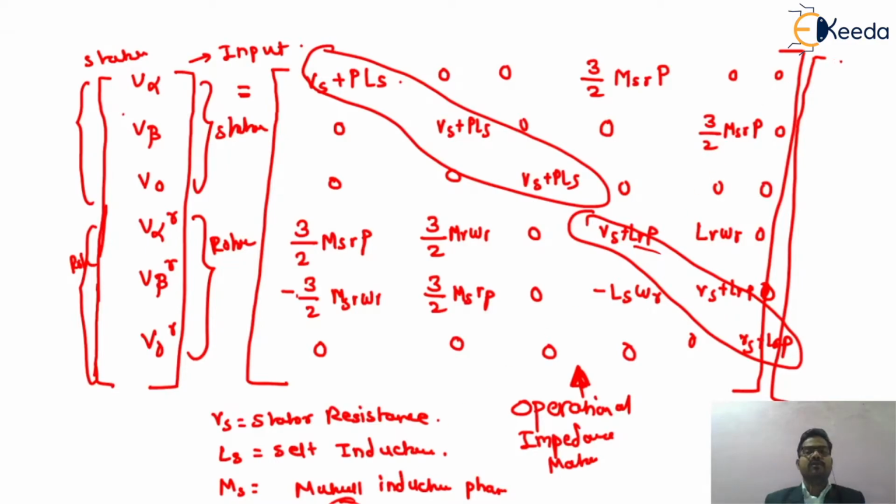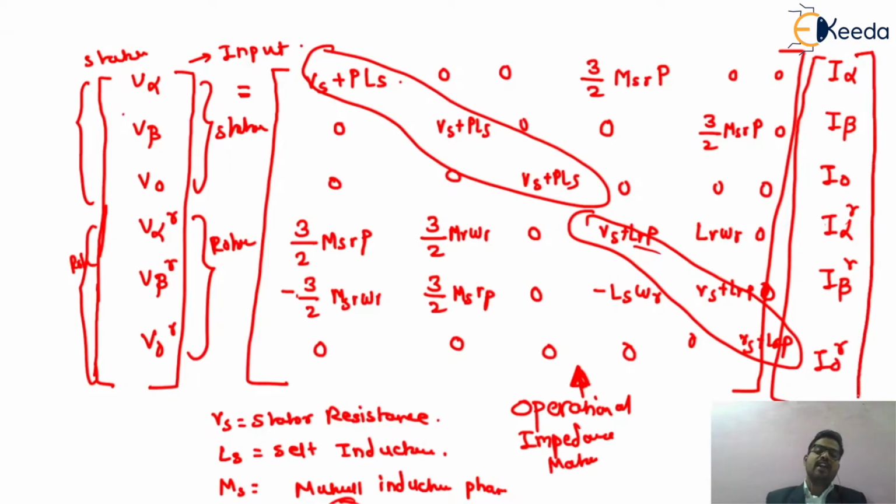So we want to get the value of current, that will be I alpha, I beta, I zero sequence component. This is referred to your stator. Similarly, if you want to get the values for the rotor circuit, that is I alpha R, I beta R and I 0R. So this is the total operational matrix of your alpha and beta reference. Okay, so this will be the conversion of your phase voltage into a stationary frame. Now we want to get the conversion of these alpha beta variables into a rotating form.